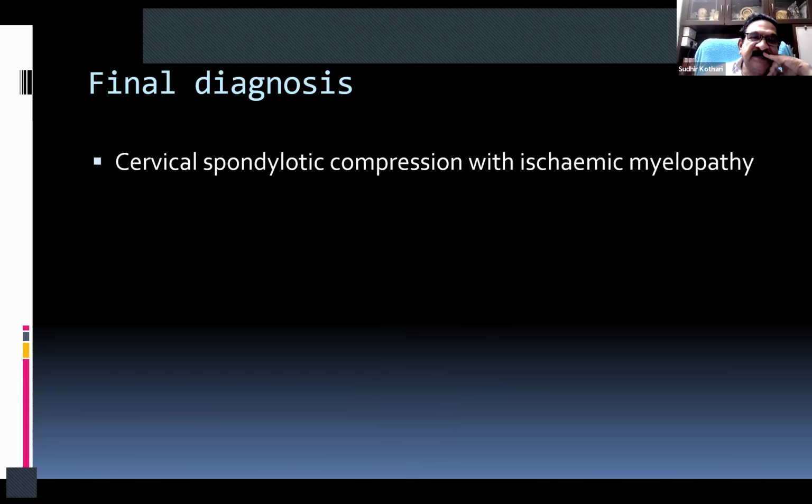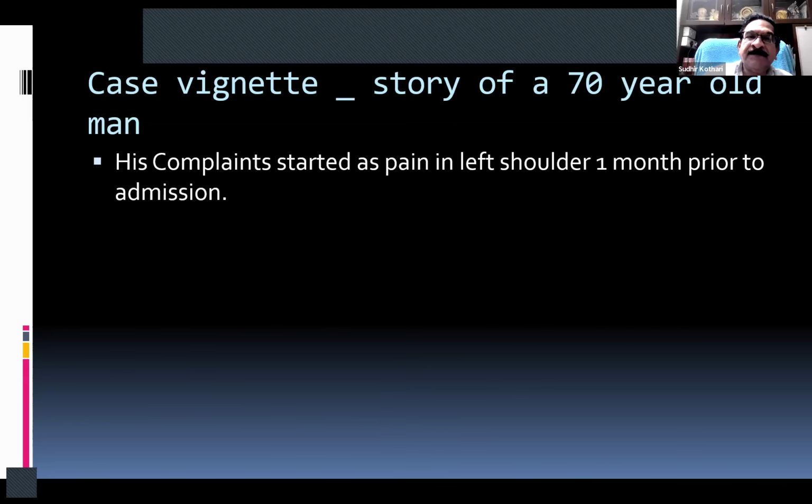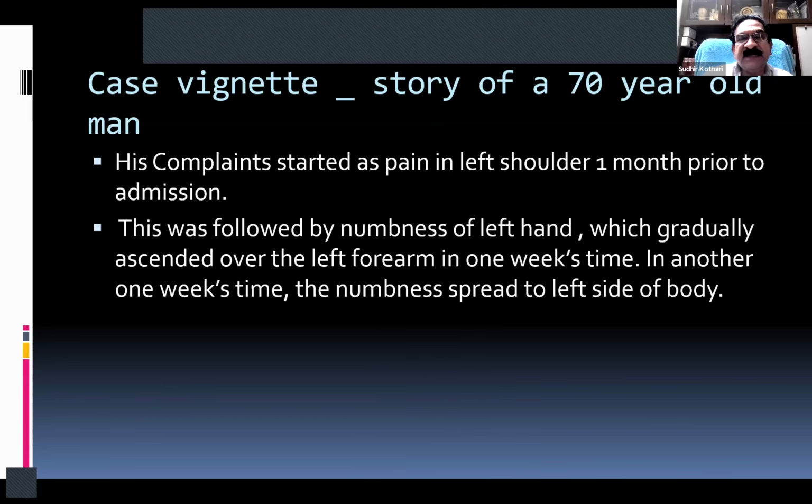Okay. Shall we go to the next case? Yes, sir. Okay. Now, this is the story of a 70-year-old man. His complaint started as pain in the left shoulder 1 month prior to admission. This was followed by numbness of the left hand, which gradually ascended over the left forearm in 1 week's time. In another 1 week's time, numbness spread to the left side of the body. So initially pain, then numbness of the left hand, then left side of the body.